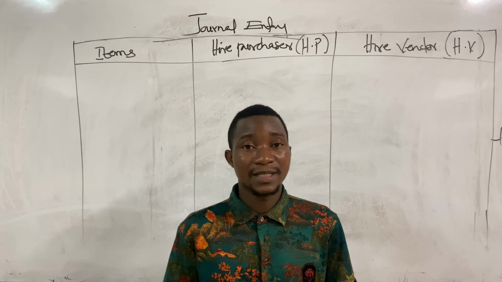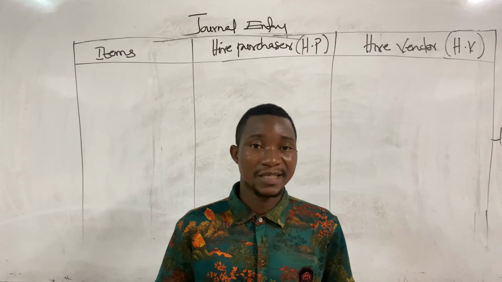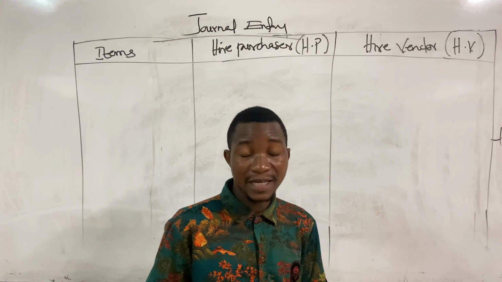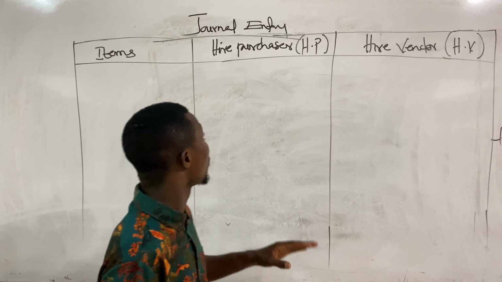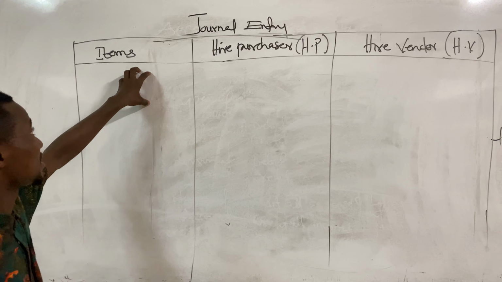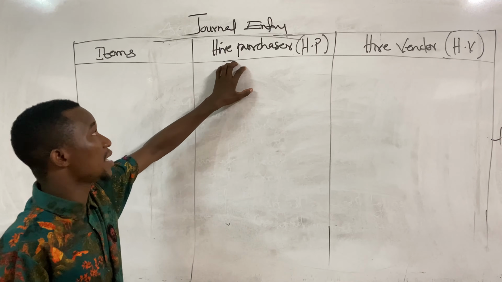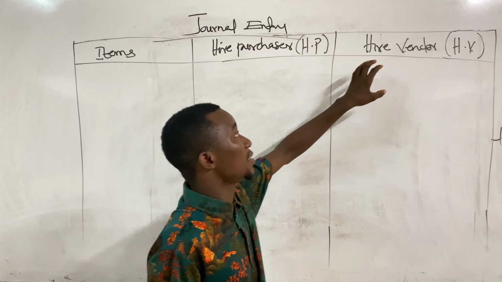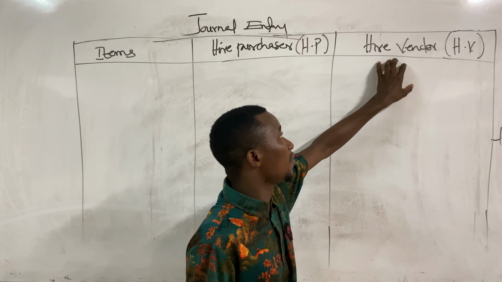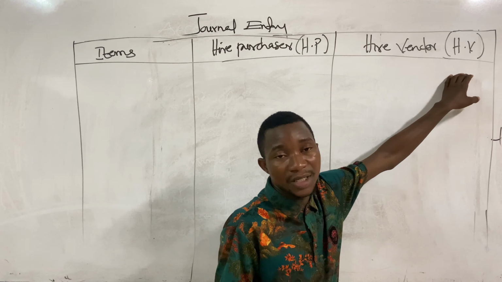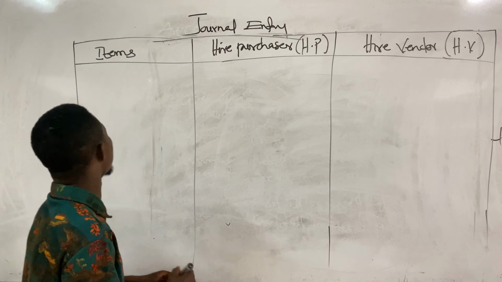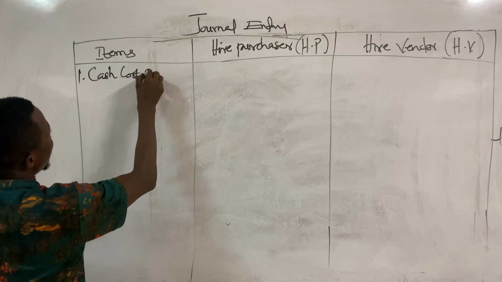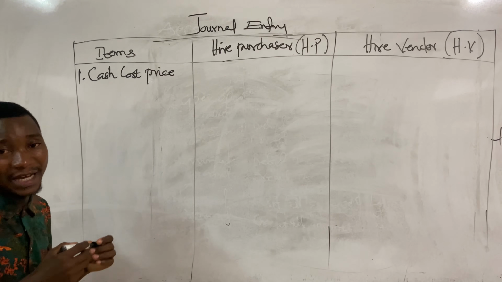Now let's look at the journal entry of the hire purchase system. I would like to use this table to explain this concept for you to understand very well. Is that okay? This side will represent the transactions or the item in the book of the hire purchaser, or the HP, that is the buyer. And this side will be in the perspective of the hire vendor, or the HV.